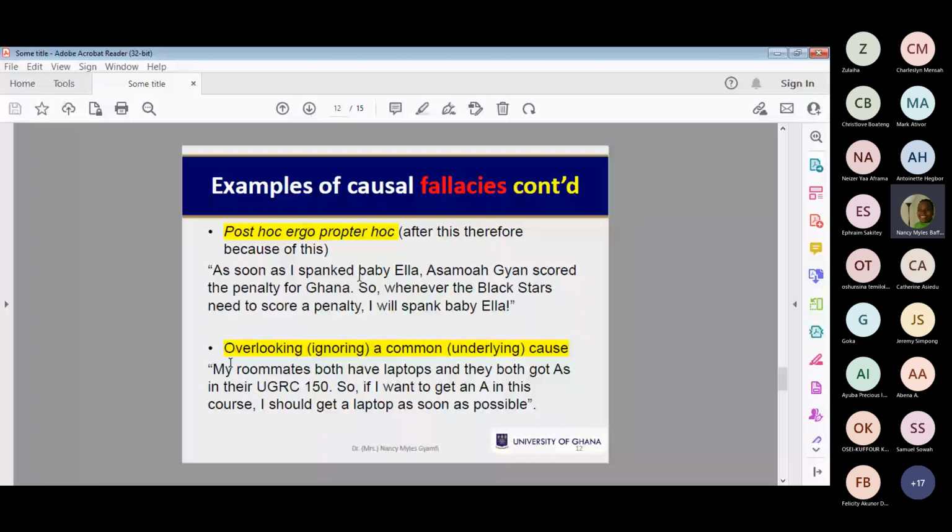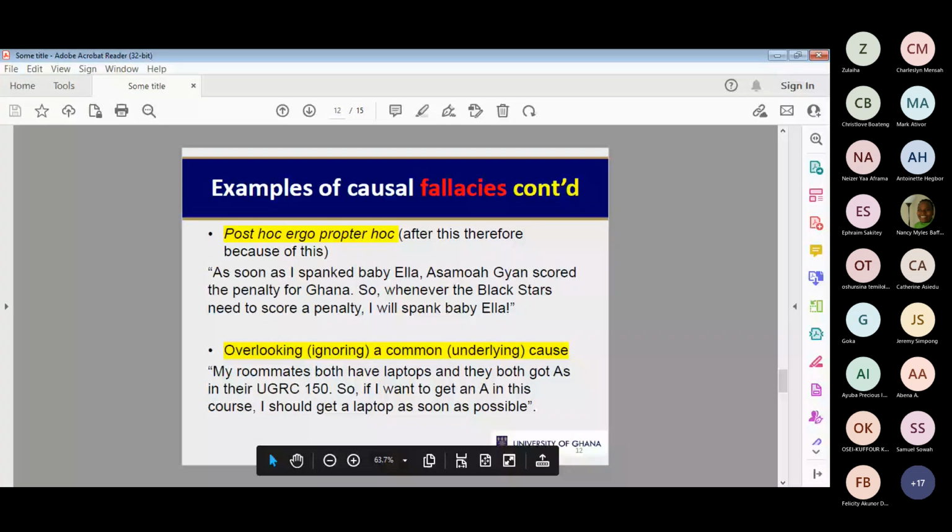Some example. My roommate... someone should read it, please. It will help me take a breath. So, anyone wants to read? John Michael, go ahead. Thanks.